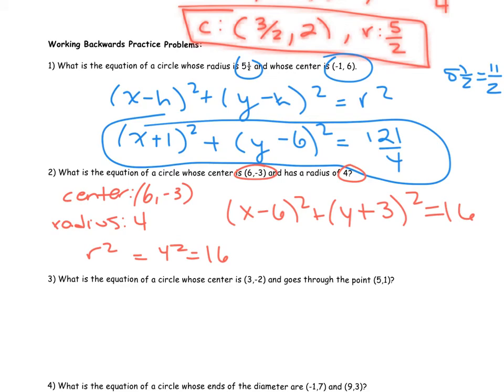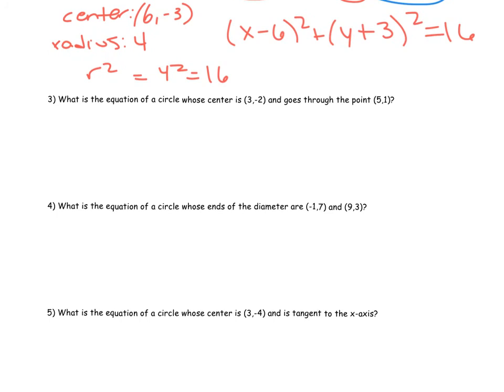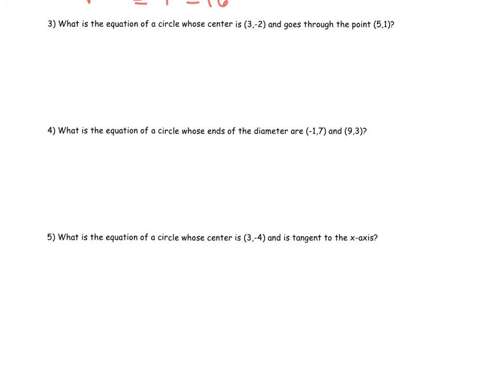You're probably like, simple enough. Give me something hard. Give me something more difficult. All right. Well, you asked for it, so here you go. Let's take a look at exercise 3. We're just upping the difficulty a little bit more. We want to write the equation of a circle whose center is 3, negative 2, and it goes through this point.